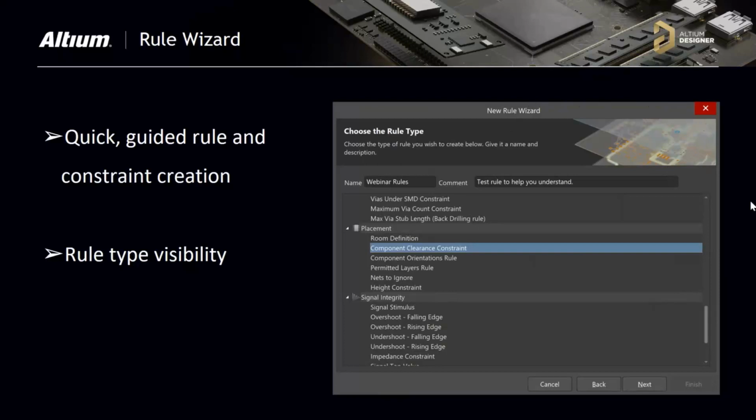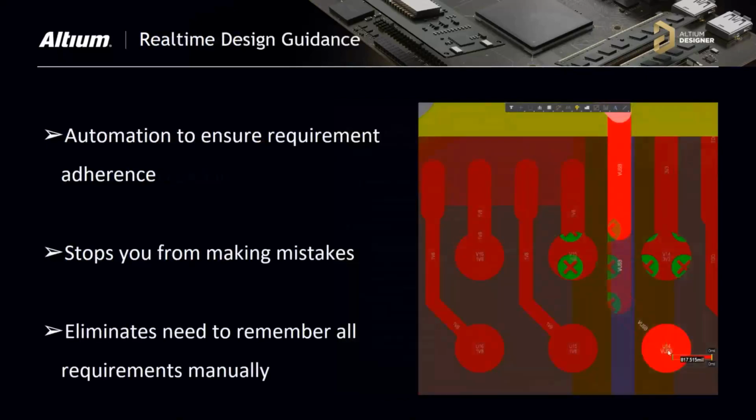Okay, this is about the rule wizard. It helps you to remember all the rules, which you can easily apply in a single place by using this rule wizard. And the next one is real-time design guidance. Okay, different types of rules we have got.